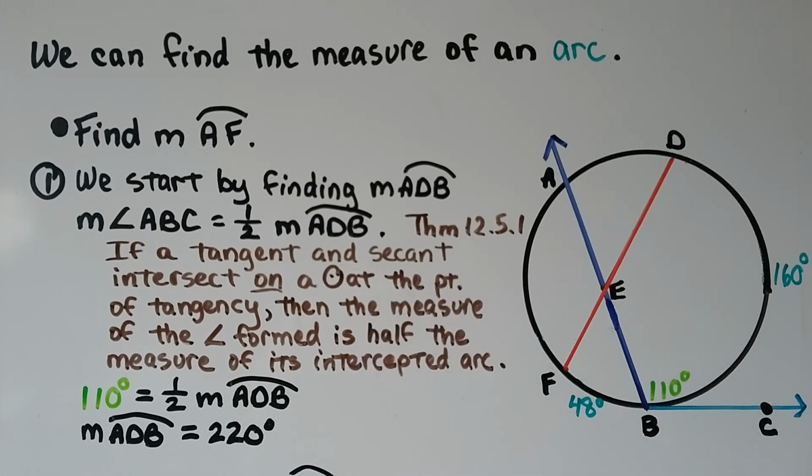If a tangent and secant intersect on a circle at the point of tangency, then the measure of the angle formed is half the measure of its intercepted arc. So 110 degrees is equal to half the measure of arc ADB. That means the measure of arc ADB is 220 degrees. So now we found that.